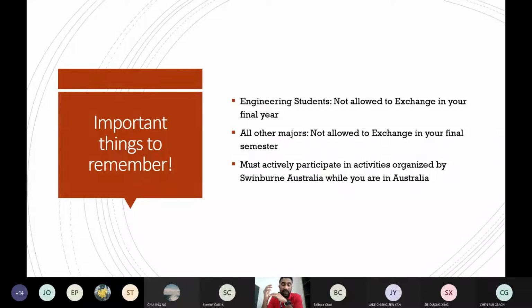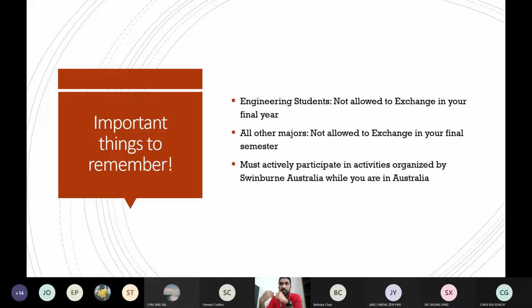When you go on exchange to Melbourne, they will host some activities there, and they will seek your assistance to represent the Sarawak campus. So you need to participate in those activities and contribute to that. All right. So that is the whole idea about exchange.